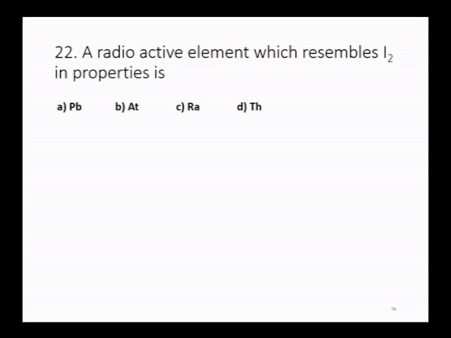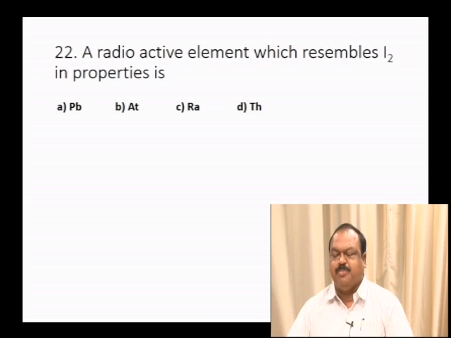Next, a radioactive element which resembles iodine in properties is. Lead does not belong to this family, astatine belongs to this family, radium does not belong to this family, thorium also does not belong to this family. Iodine resembles astatine. So answer is B.